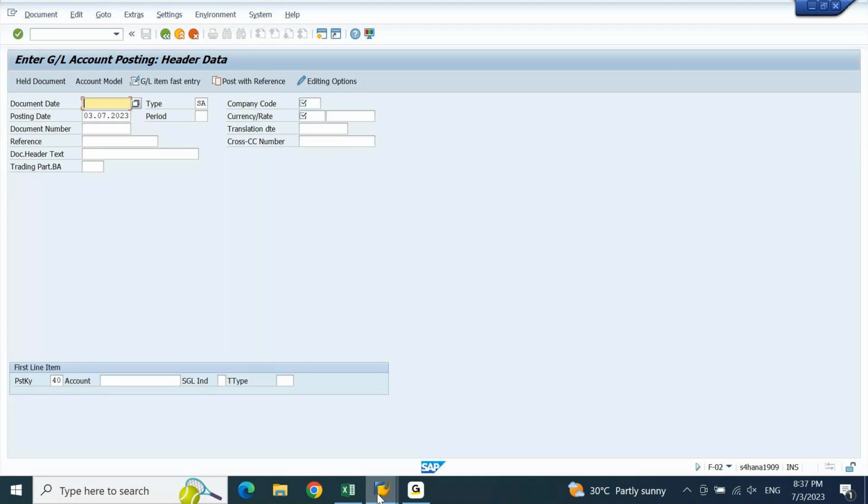I'll go to any transaction code. Let's say I pass some information here. I will give posting key 40, which is nothing but debit. I will select one account. In short, let me display one account here.